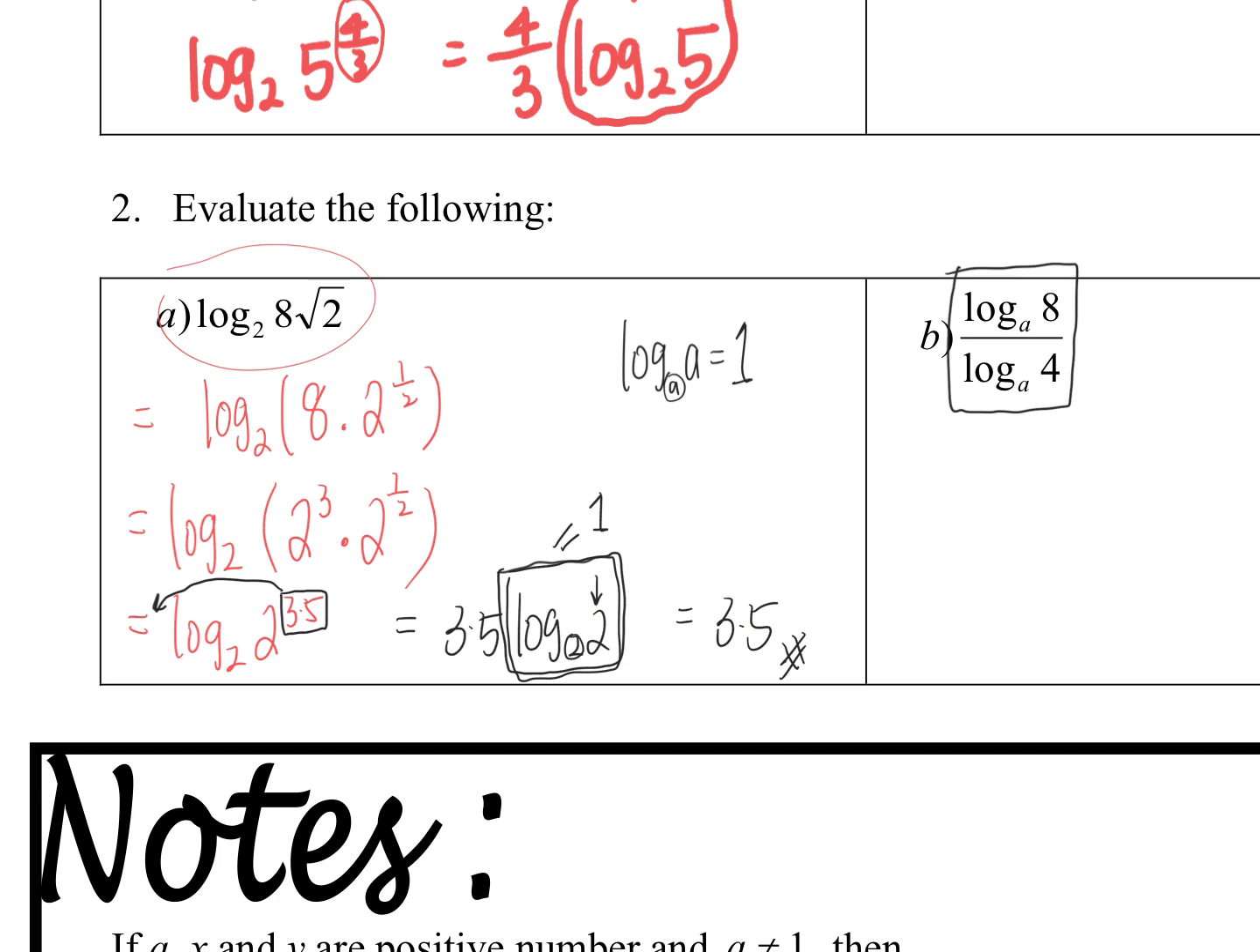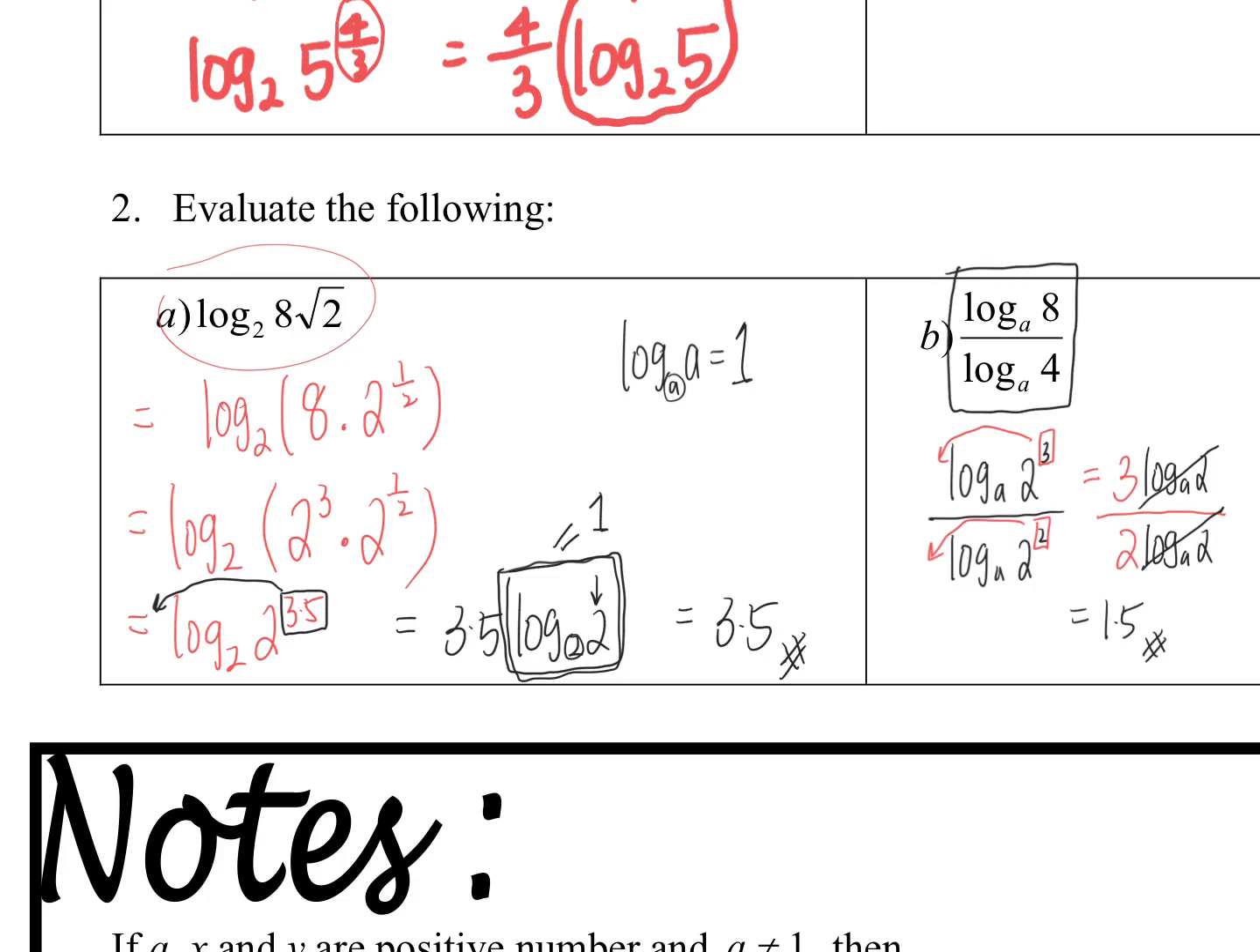Okay, now look at log base A of 8. So I change this to log base A of 2, and this is cube. Log base A of 4, this is 2 square. So power rule says I can bring this down as a multiplier. So what I have is log base A of 2 here, also a log base A of 2 here. Since these two are the same, I can just cross it out. So my final answer is just 1.5.